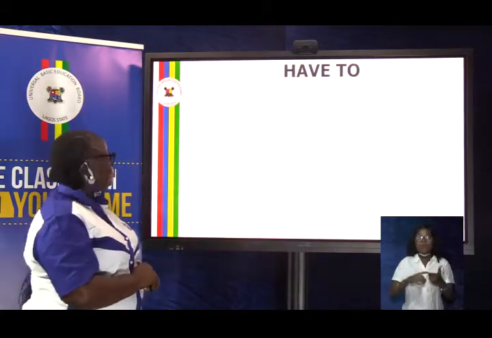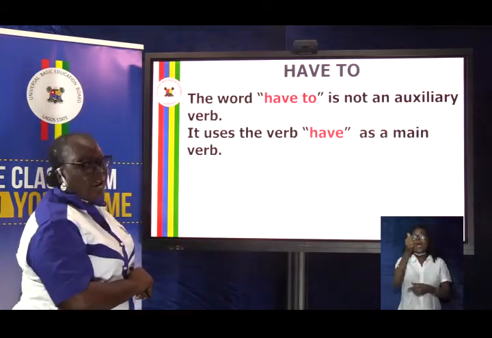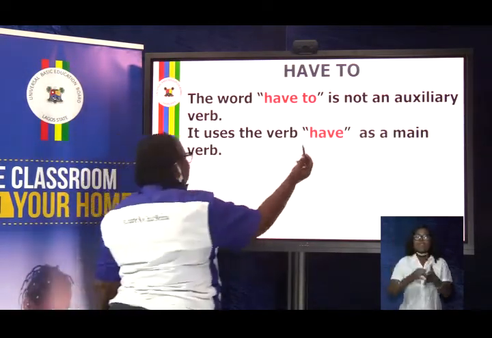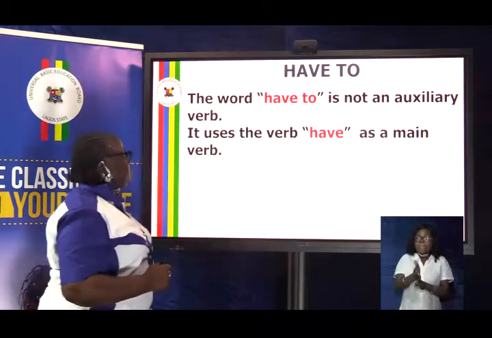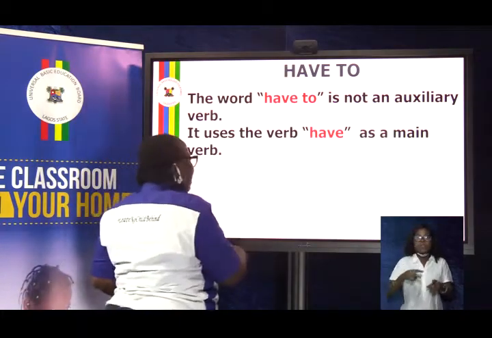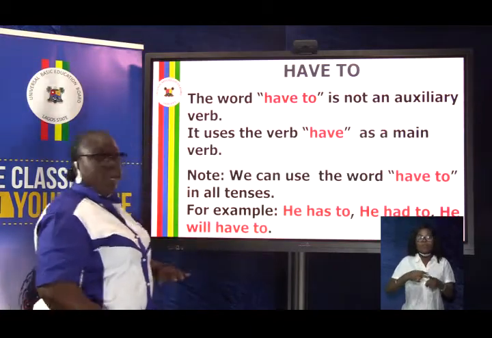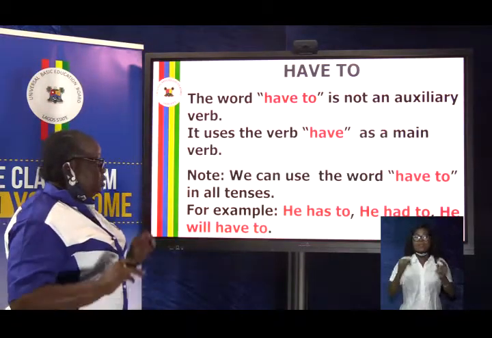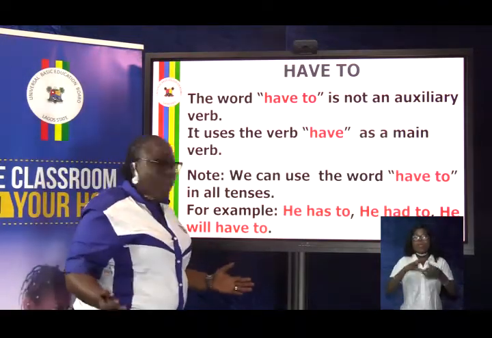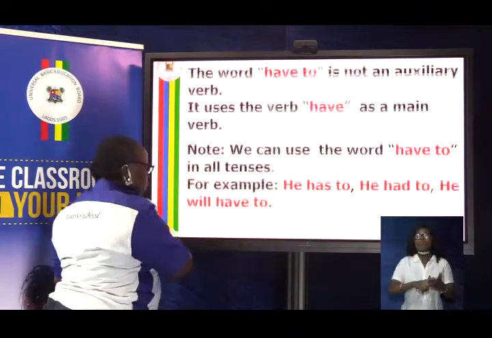Have to. The word have to is not an auxiliary verb. It only uses the verb have as the main verb. Let's note that we can use the word have to in all tenses. For example, he has to, he had to, he will have to. It can be used in all tenses.